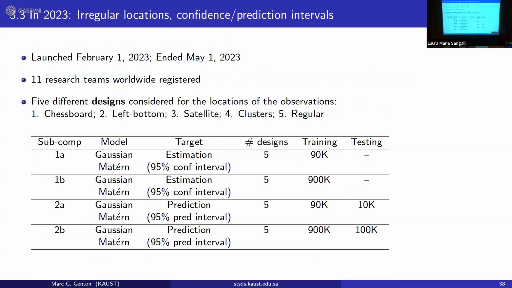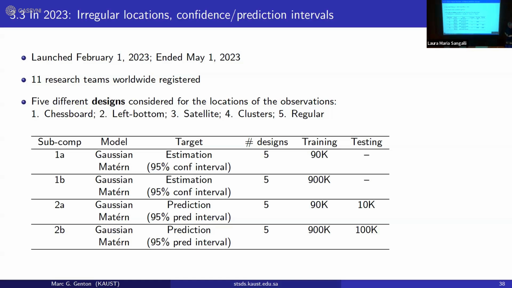And last year, we ran another competition where we changed the design of the location, for example, to mimic satellite paths and see if some methods were better than others. And also, instead of asking just for point prediction, we asked for confidence intervals or prediction intervals in this spatial setting. So that's to give you some idea about this competition. Again, if you want to read more about this, we have 3 associated papers for each of these 3 competitions.